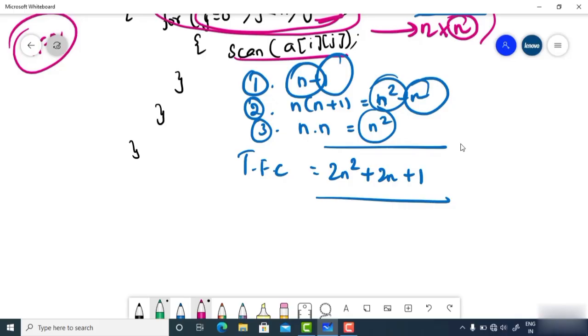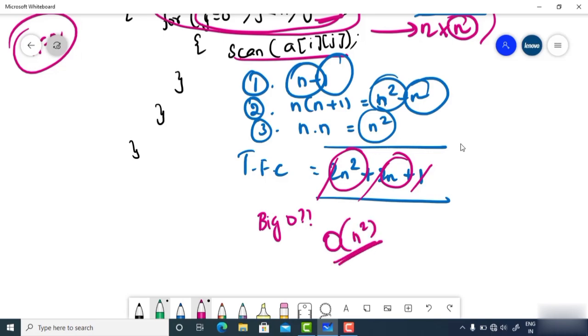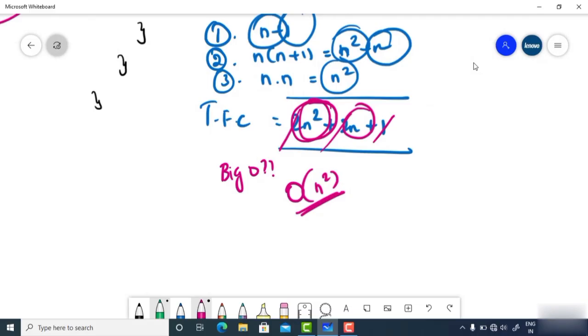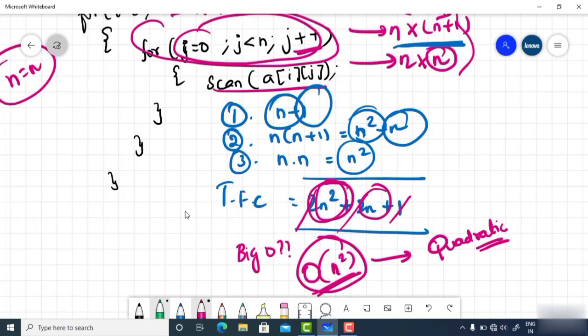And so what's the big O here? Big O is nothing but you have to ignore all the constants. You are having n square and n, but you have to take only the worst case, that is n square. So the big O, the time complexity for this algorithm, is O of n square. That is the worst case, the maximum time complexity. This is quadratic or polynomial time complexity, which is worse.